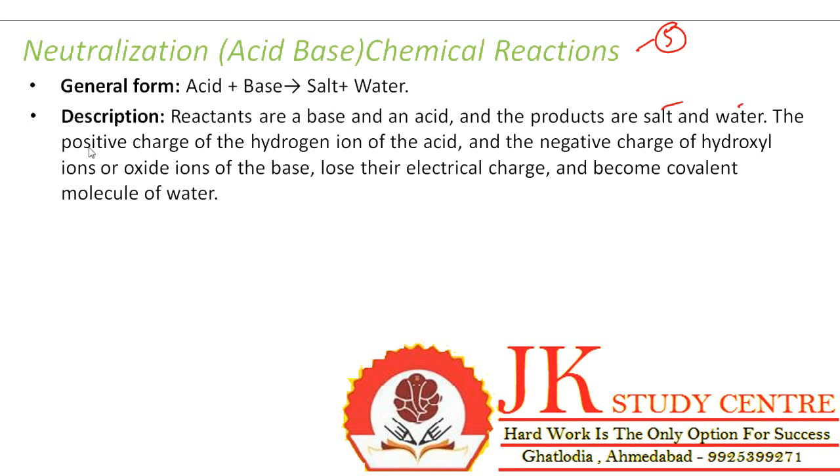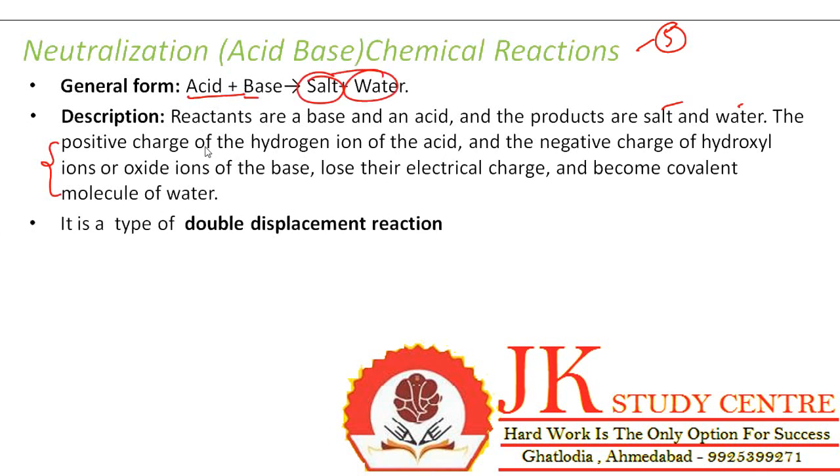The positive hydrogen ion of the acid and the negative hydroxyl ion of the base lose their electrical charge and become a covalent molecule, water. If you don't understand this line, you can forget it for now. You'll understand it more when you learn about covalent bonds. Just understand that in an acid-base reaction, the reactants are an acid and a base, and the products are salt and water. Generally, it is a double displacement reaction.